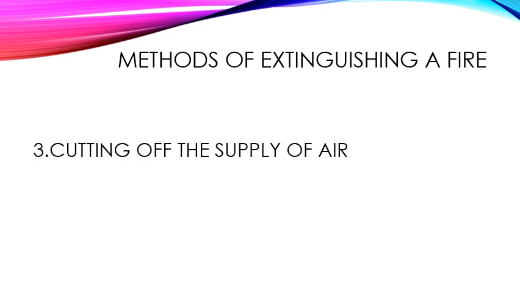Third one is cutting off the supply of air. This can be done with the help of carbon dioxide gas, which is not a supporter of combustion. Besides, it is heavier than air and forms a blanket around the fire. Fire extinguishers that give off carbon dioxide are used for this purpose. These are available in smaller sizes for household purposes. This method works well for electrical and petrol fires.